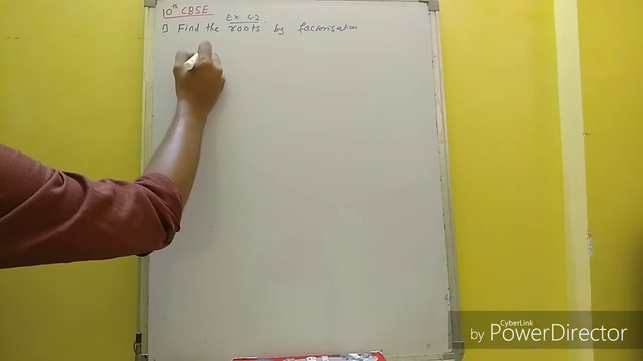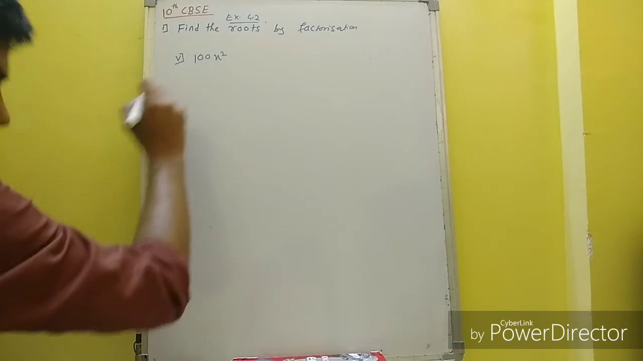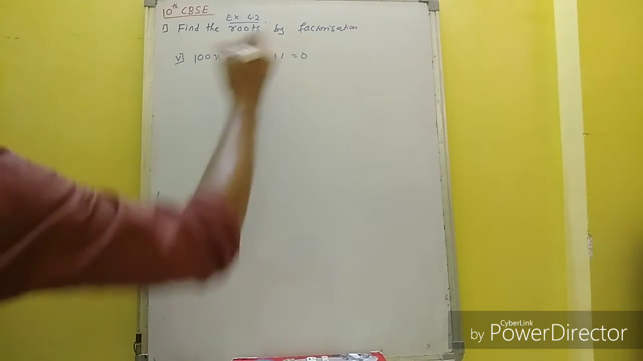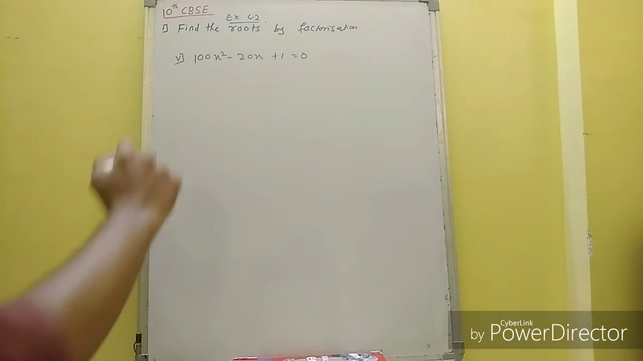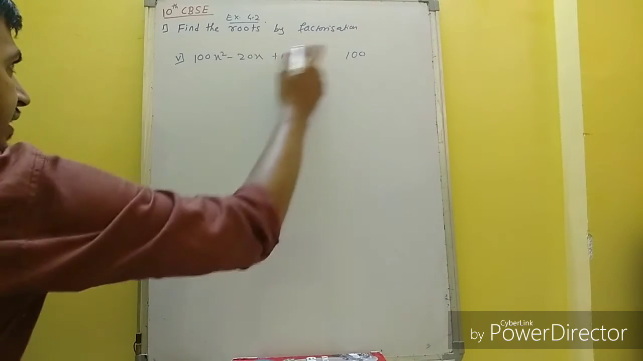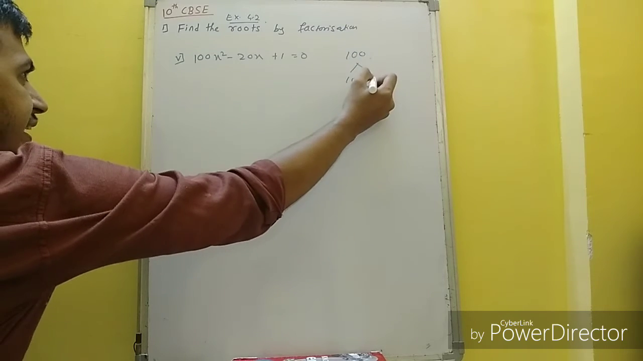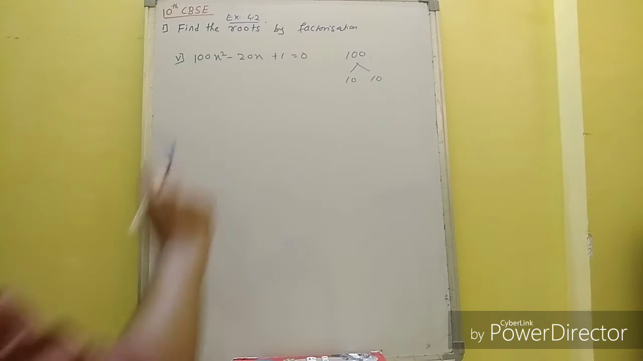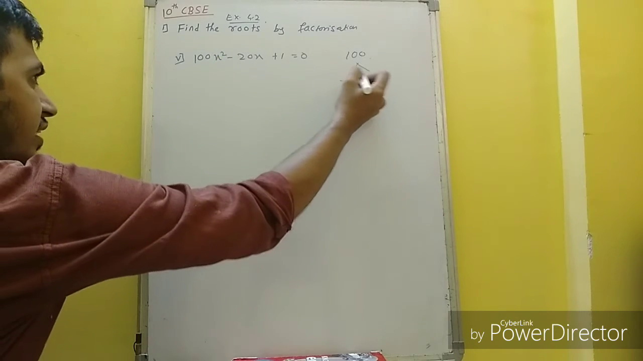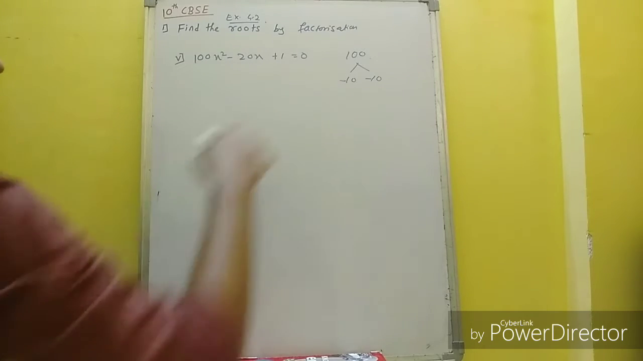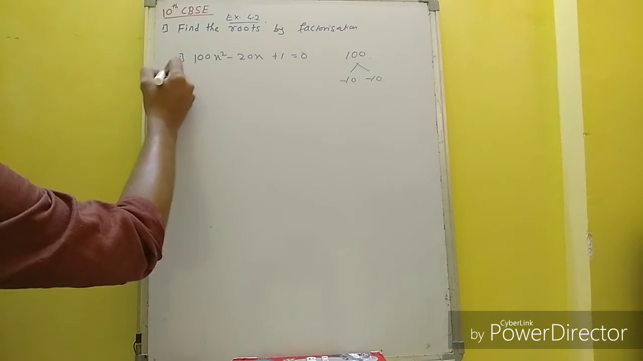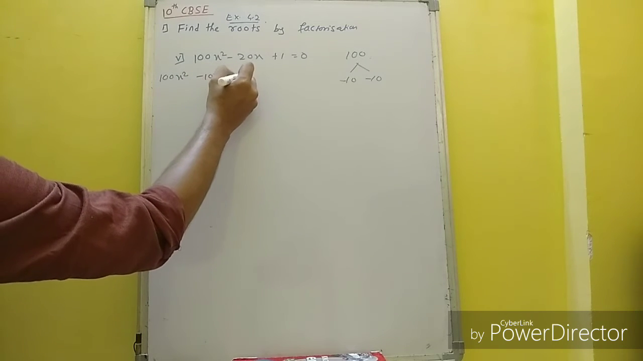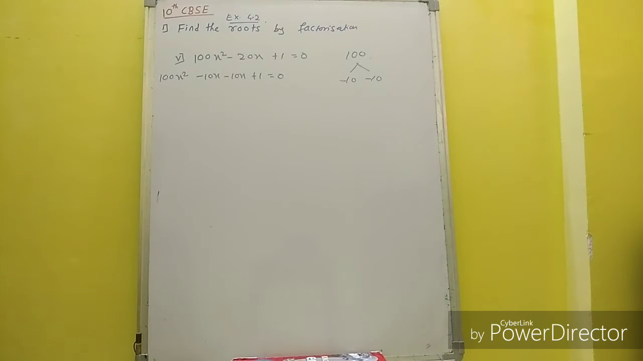In the fifth question we have 100x square minus 20x plus 1 is equal to 0. Okay. So when we multiply 100 ones, it is 100. In addition we should get 20. So it is 10 tens are 100. In addition you are getting 20. Addition, both of them will have same sign. So it is minus 20. So it is minus 10 minus 10. If it was plus 20, it would be plus 10 plus 10. Okay. So 100x square, this can be split as minus 10x plus 1 is equal to 0.